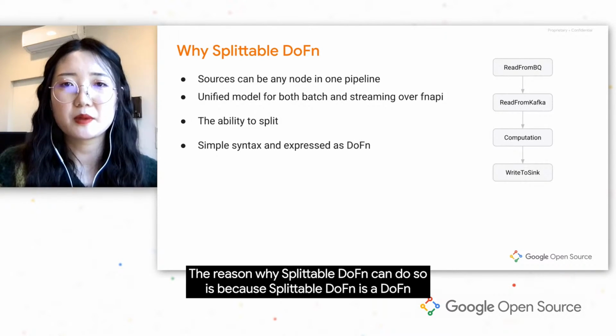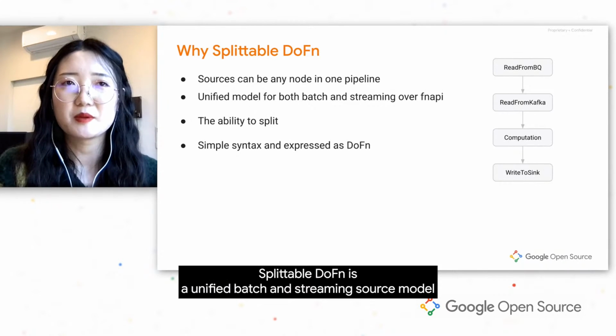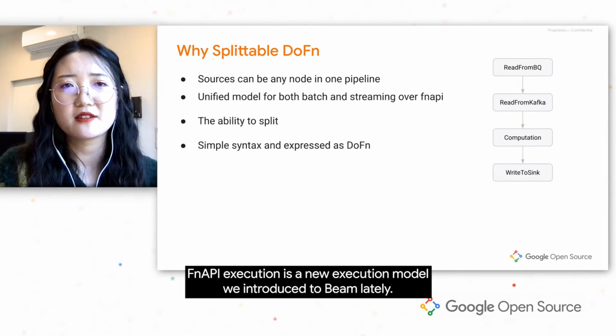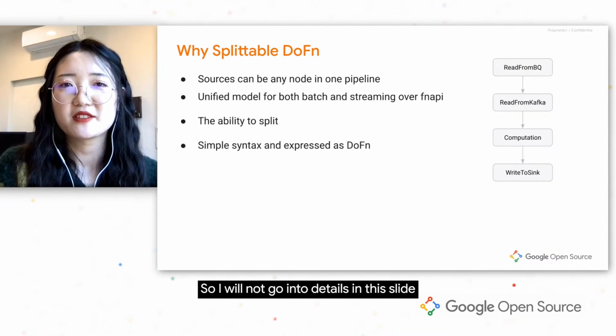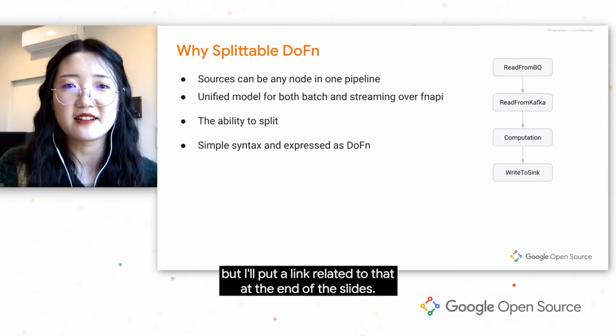The reason Splittable DoFn can do so is that Splittable DoFn is a DoFn, and a DoFn can be any node of the pipeline. The second part is that Splittable DoFn is a unified batch and streaming source model over Fn API execution. Fn API execution is a new execution model we introduced to Beam lately. It's a complicated concept, so I will not go into details in this slide, but I put a link related to that at the end of the slide.